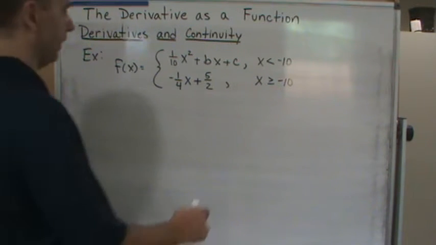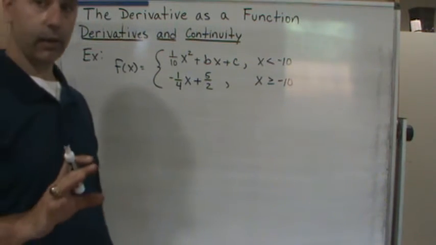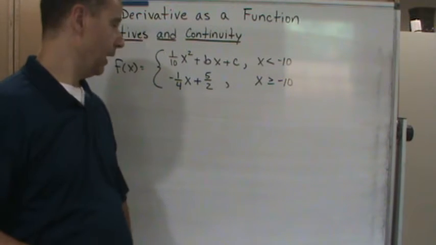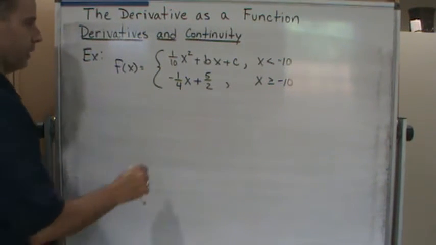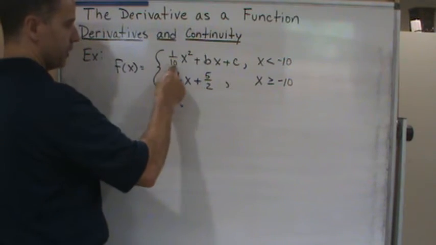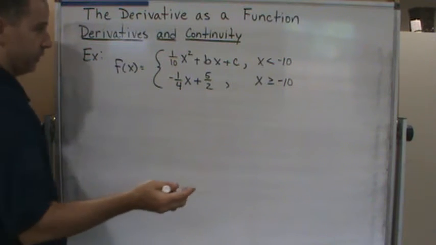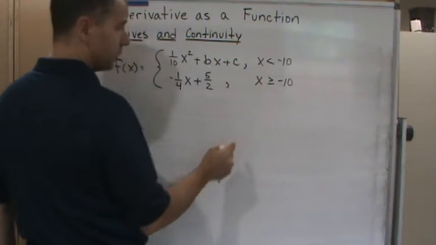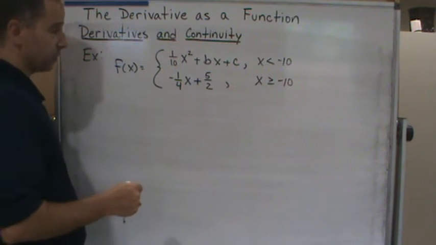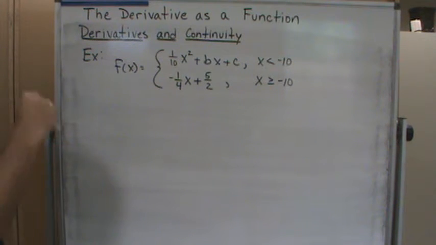So we need to find values of b and c that will make this both continuous and differentiable at x equal to -10. Now, it's obvious from the functions that both of these rules are polynomials, so we know they're continuous everywhere. So the only point that might be an issue with this piecewise function is going to be at x equal to -10.